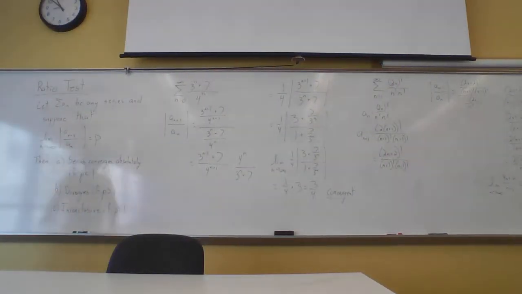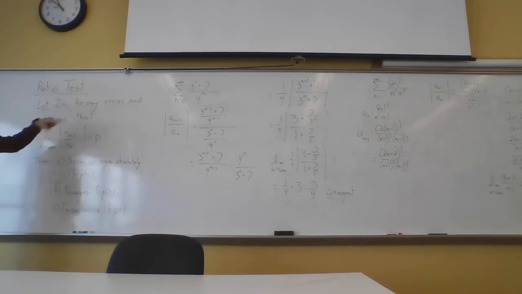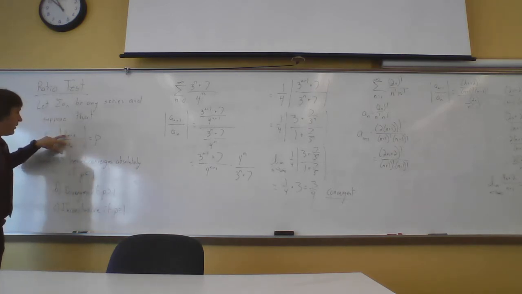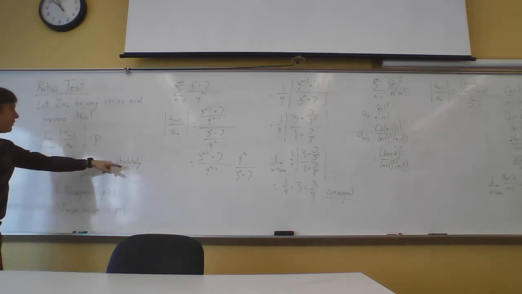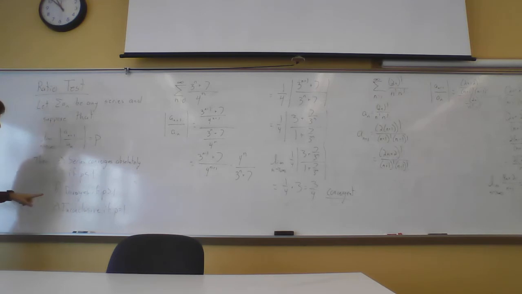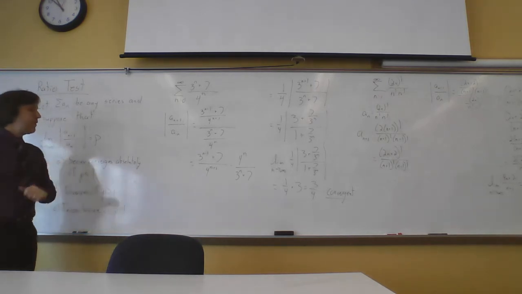So next up, the ratio test. Let the sum a sub n be any series, and suppose that the limit as n goes to infinity of the absolute value of a sub n plus 1 over a sub n is equal to rho. So what we're going to do is compare terms in the series. Then the series converges absolutely if rho is less than 1, diverges if rho is greater than 1, and it is inconclusive if rho is equal to 1.